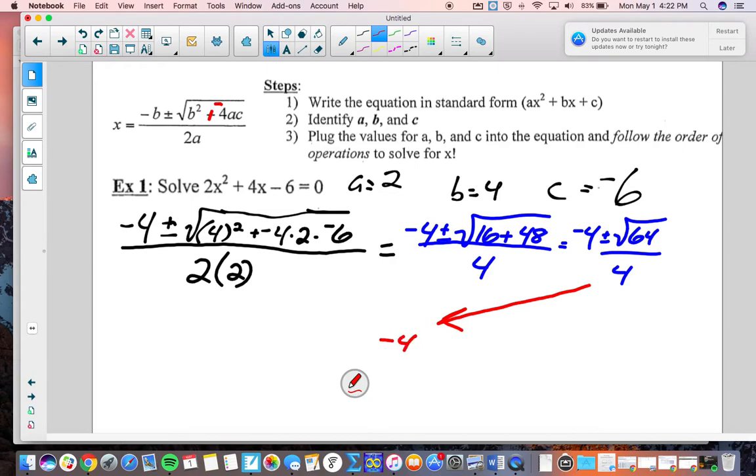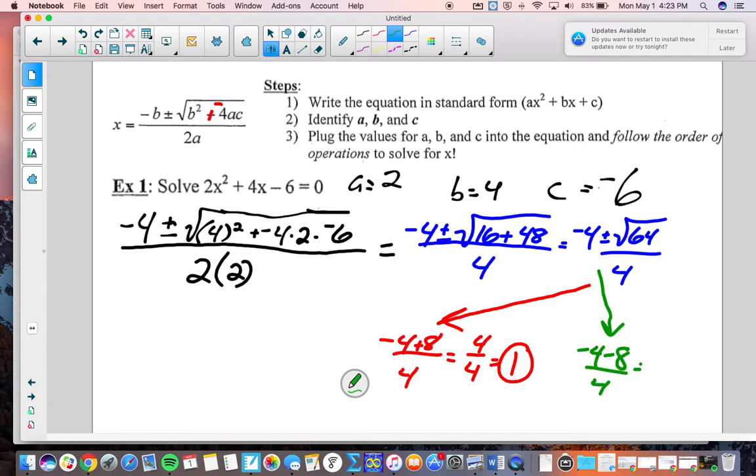So negative 4 plus the square root of 64 is 8. And we'll divide that by 4. So we get 4 divided by 4, which equals 1. I'm going to circle that. And then I'll subtract it. Negative 4 minus 8 divided by 4. So that's negative 12 divided by 4, which equals negative 3. So my solutions are 1 and negative 3.